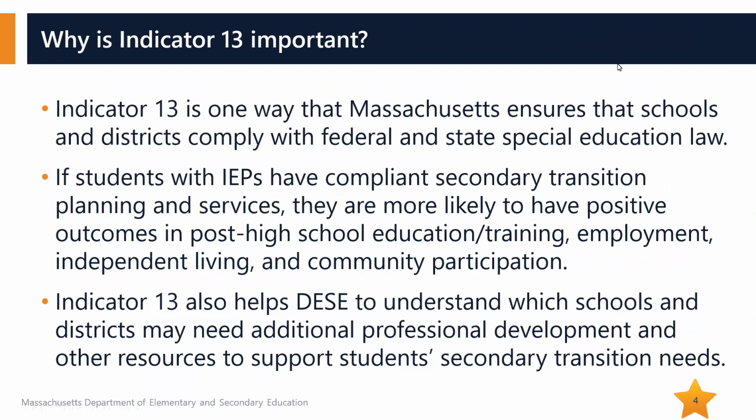Why is Indicator 13 important? Indicator 13 is one way that Massachusetts ensures that schools and districts comply with federal and state special education law. If students with IEPs have compliant secondary transition planning and services, they are more likely to have positive outcomes in post-school education and training, employment, independent living, and community participation.